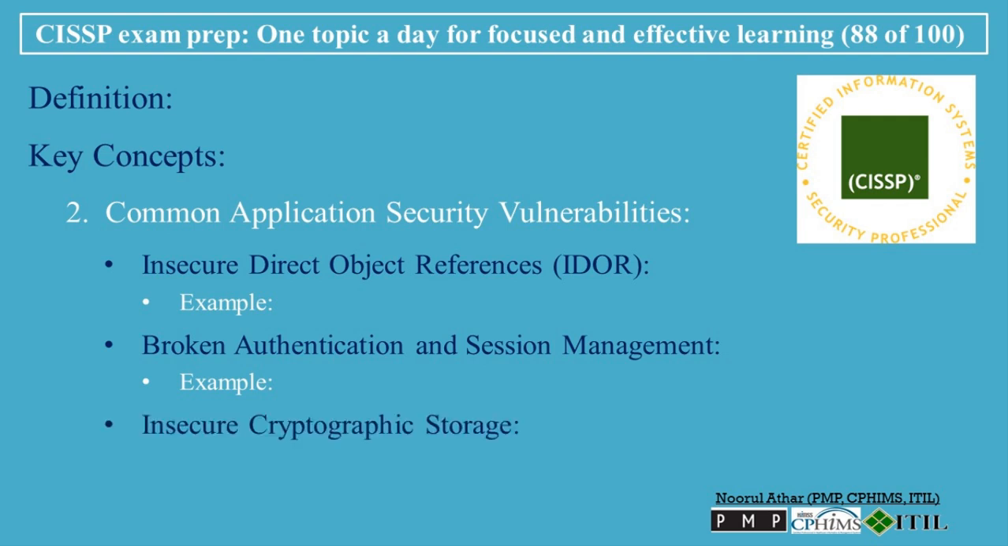Insecure cryptographic storage. Insecure cryptographic storage occurs when applications fail to properly encrypt sensitive data, leaving it vulnerable to unauthorized access. This can include weak encryption algorithms, improper key management, or storing sensitive data in plaintext. Example: an application stores users' passwords in plaintext, allowing attackers to access them if the database is compromised.